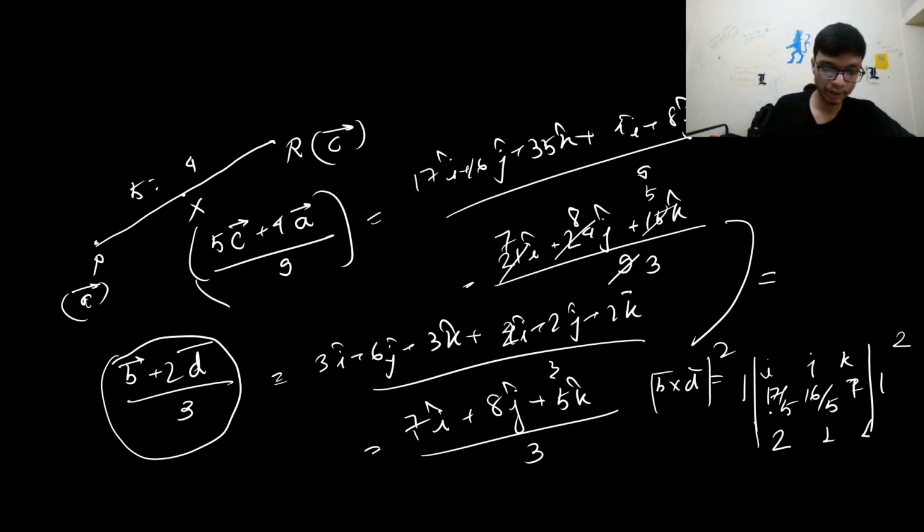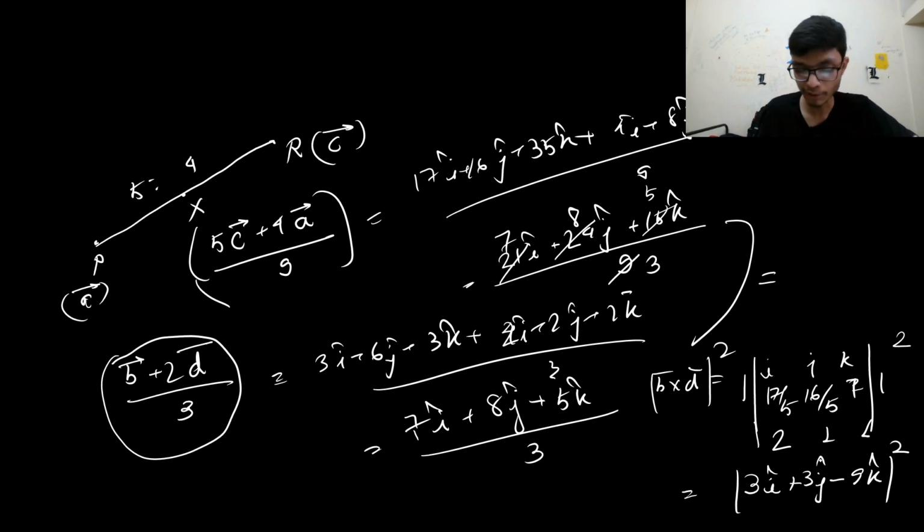If you solve this particular vector, you'll get the result as 3 i cap plus 3 j cap minus 9 k cap. I have done it in my rough solution, and you can do it on your own. Then we have to find the modulus of this vector and take the whole square.